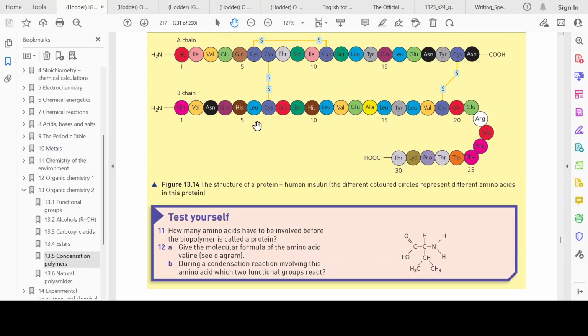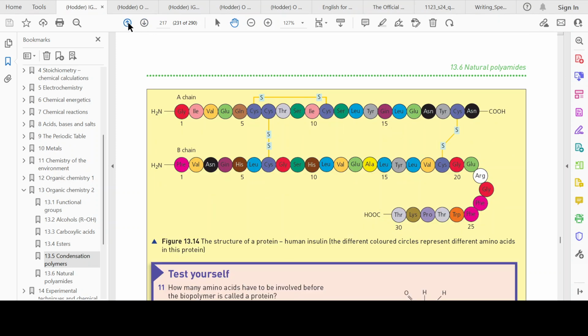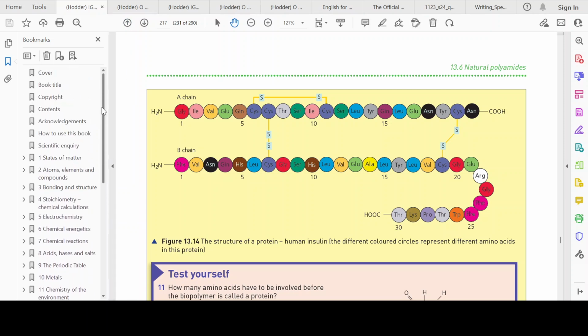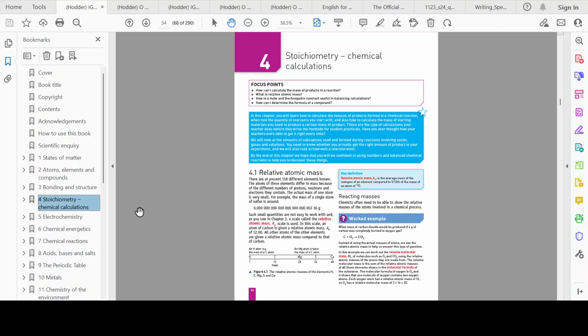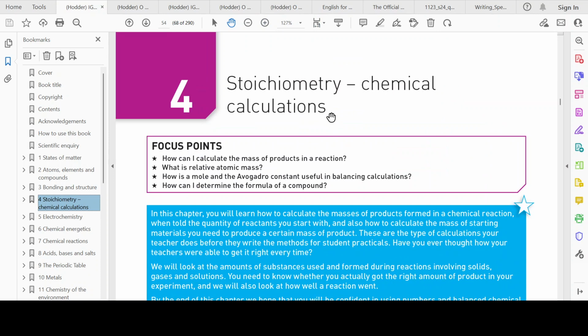Yes. Okay. And that is the end of the chapter. Congratulations. So from tomorrow, we will be going to talk about chapter 4. I believe I said it was chapter 3, but it's chapter 4, which is stoichiometry.